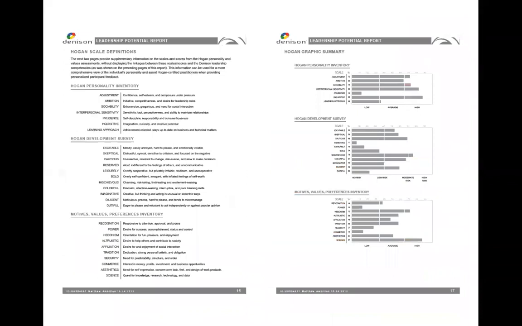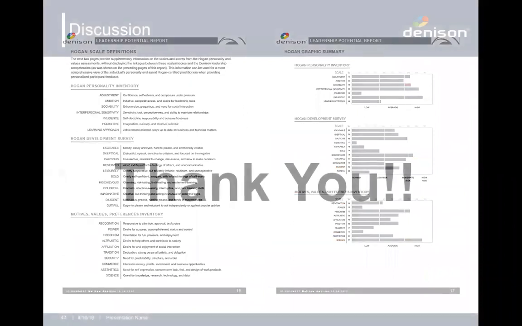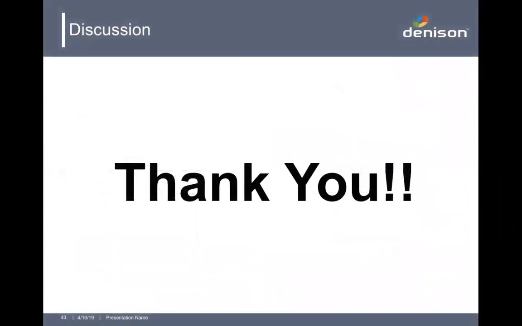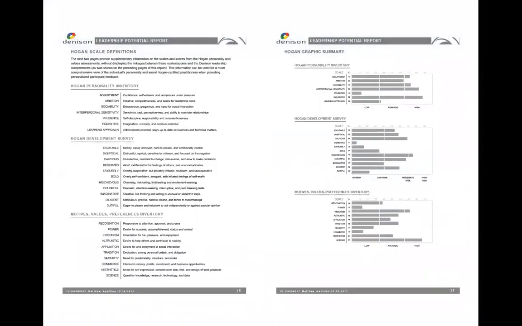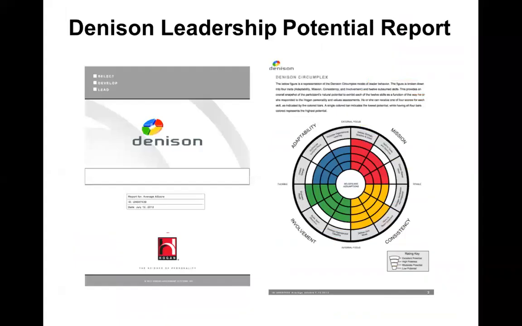And as you can see, there's a summary of all of the scores on the Hogan measures that is then also explained in terms of our model to produce an overall profile for a leader, such as the one that you see here.